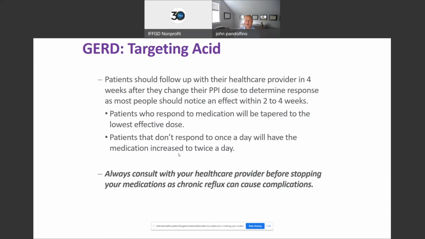But once again, we always want you to consult with your healthcare provider if you are thinking of stopping your medications, because stopping your medications can cause complications, especially if you have chronic reflux with severe injury like erosive esophagitis, the kind of Los Angeles C and D that we saw on those slides, Barrett's esophagus, and certainly strictures.